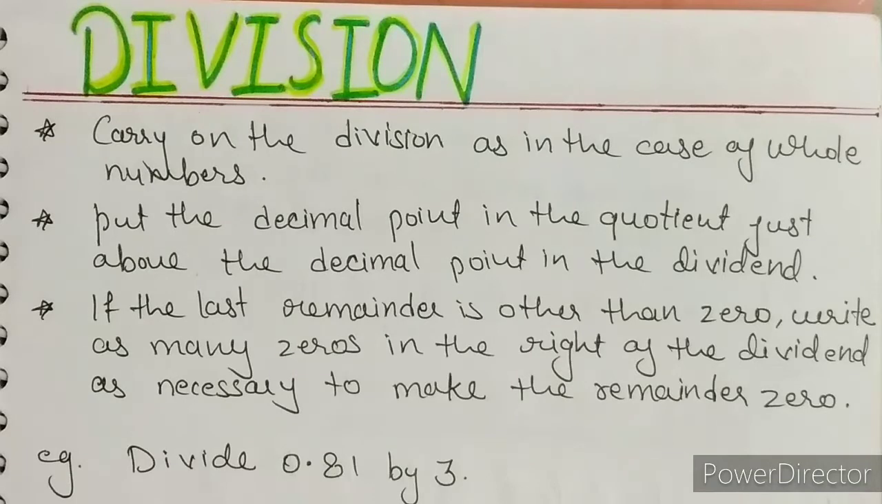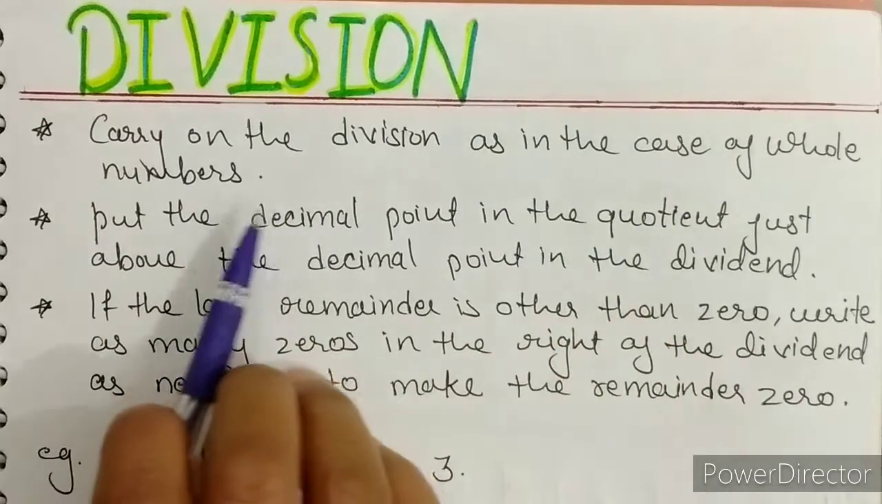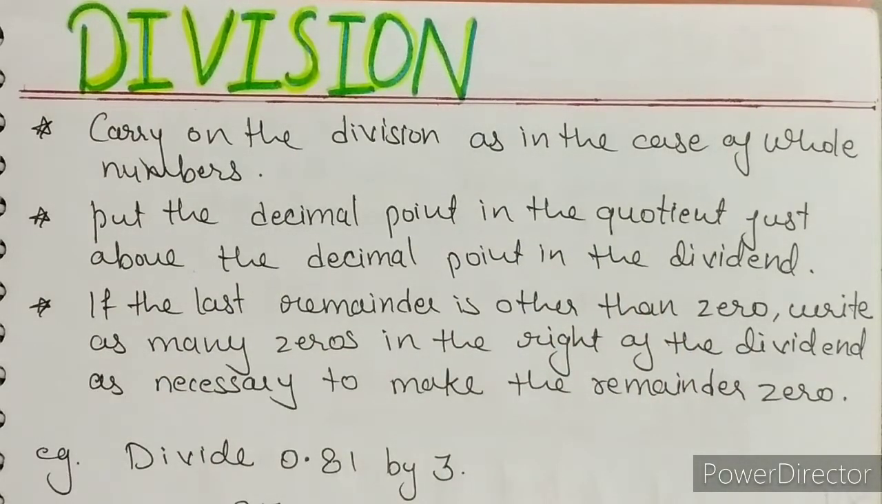Here we are going to divide a decimal number by a whole number, and a decimal number by a decimal number. After that we will see where we have to put the point after dividing. For that there are some rules. Carry on the division as we do in the case of whole numbers. As we divide whole numbers, in the same way you have to divide decimal numbers also.